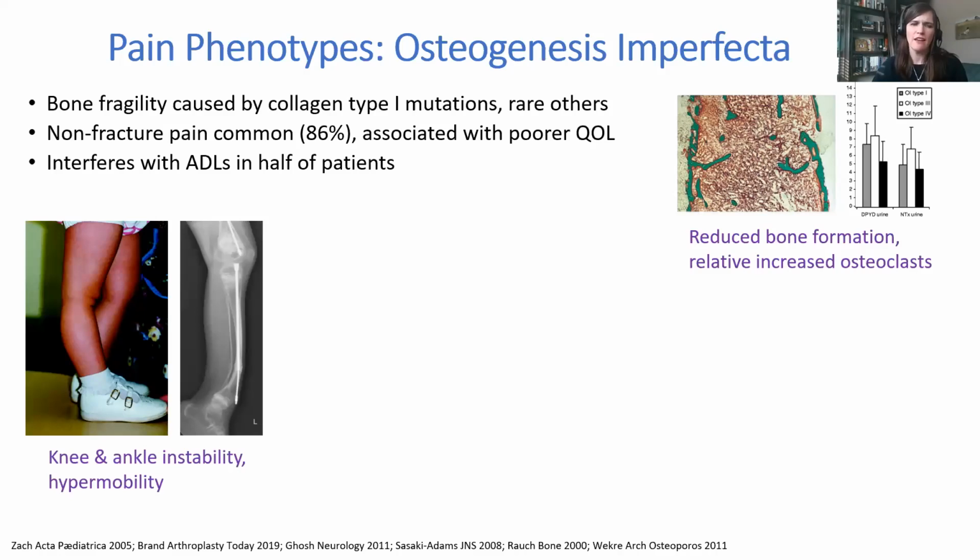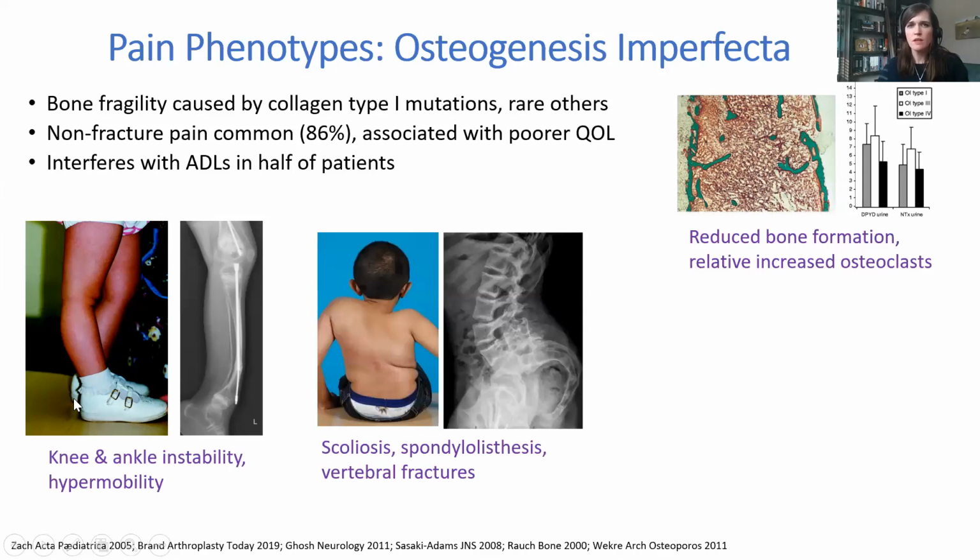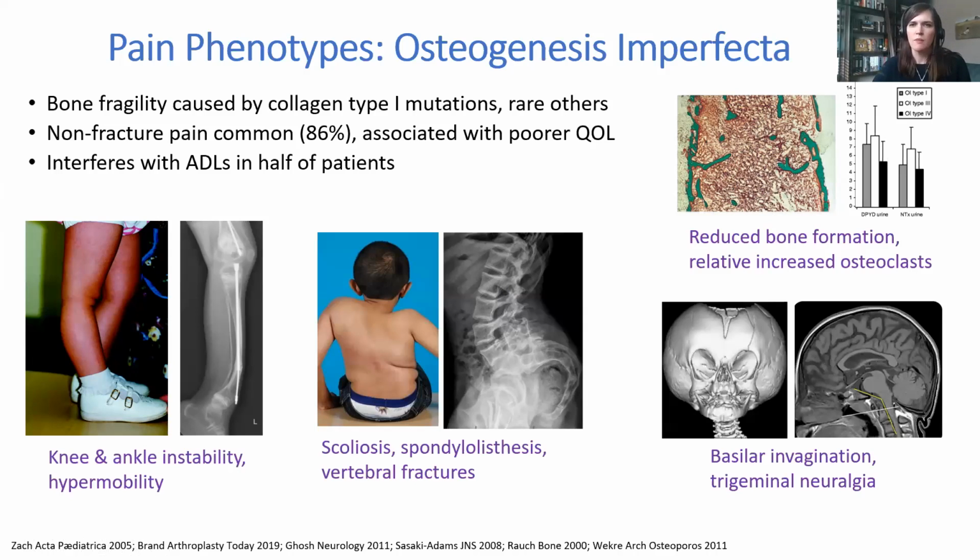So in OI, we can have pain due to joint issues. Collagen is an important component of tendons and ligaments, and it's common to see instability and hyperextensibility in joints, as you can see in this child here. We can have skeletal deformities such as scoliosis and spondylolisthesis. It's common in OI to see this type of hyperlordotic deformity, and patients can also develop painful vertebral fractures. OI has a craniofacial phenotype, which can lead to neurologic complications such as basilar invagination and trigeminal neuralgia.